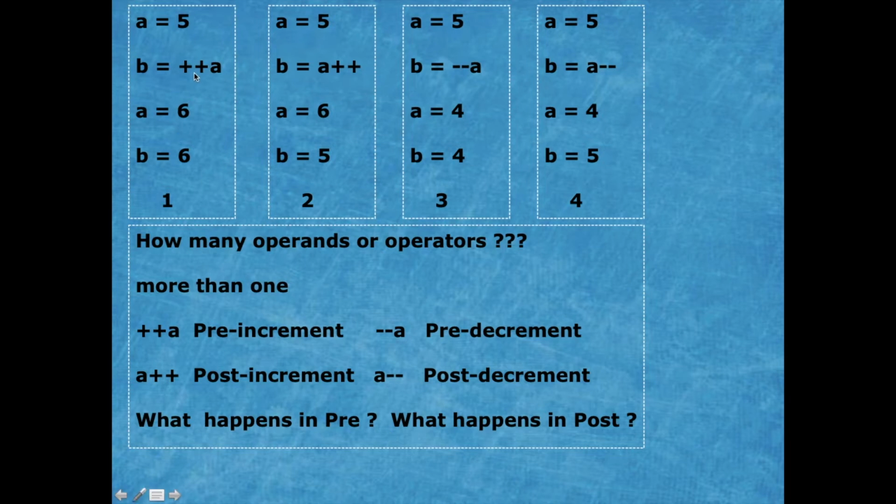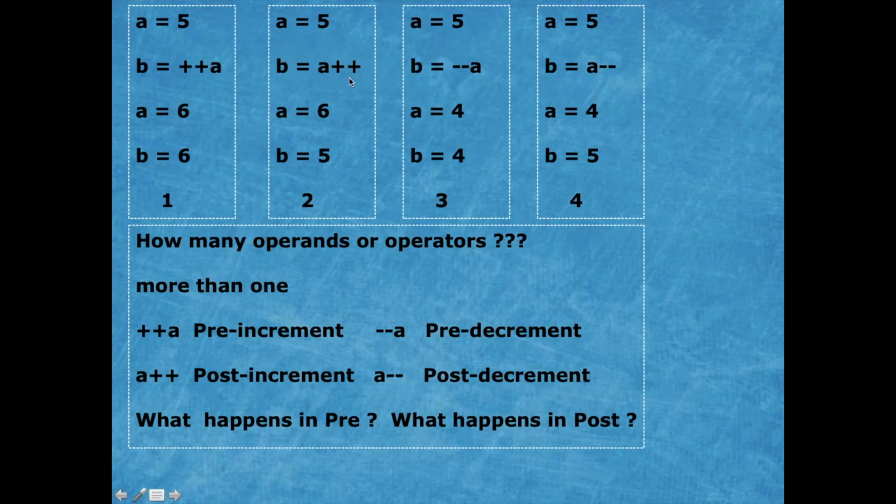Now what happens in pre-increment is, this is pre-increment. So the value of A is first incremented and then that incremented value is assigned to B. I repeat, the value of A is first incremented and that incremented value is assigned to B. So if A is equal to 5, first A will be incremented by 1. So A will become 6. And then that incremented value of A equal to 6 will be assigned to B. So B also becomes 6.